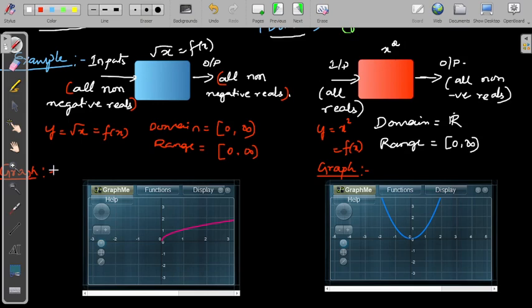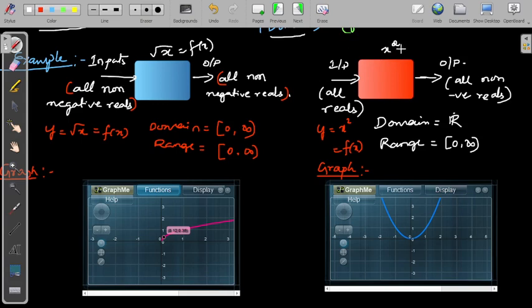Now look at the graph of the function. In the graph of the function, the y values are all positive. That's why the graph comes only in the first quadrant. X values also we should give only positive values of x, therefore it is only in the first quadrant. X is positive, y is positive, output is positive. The output is the range, and the input is the set of all positive real numbers including 0. Input is called the domain.